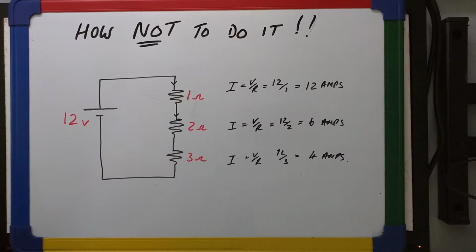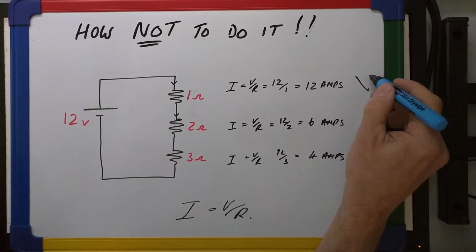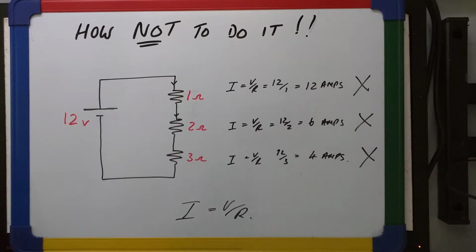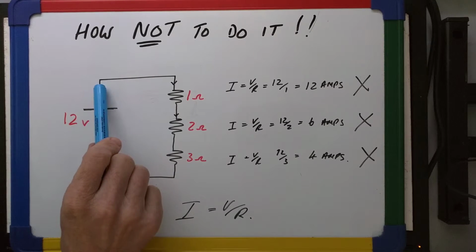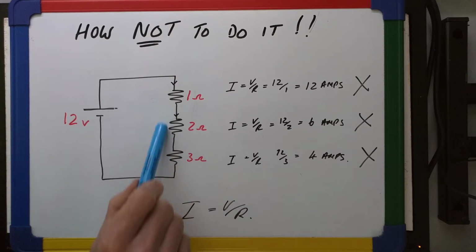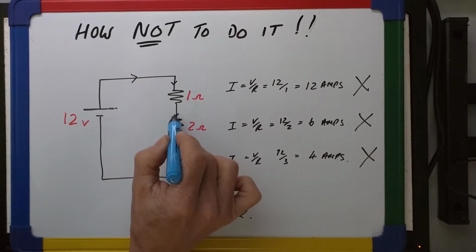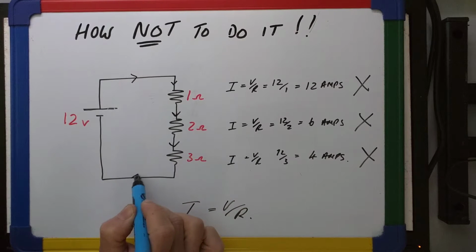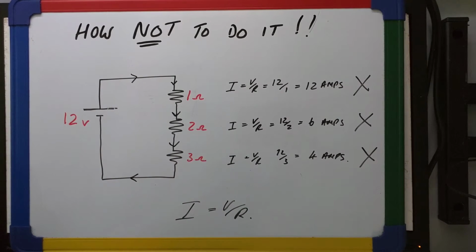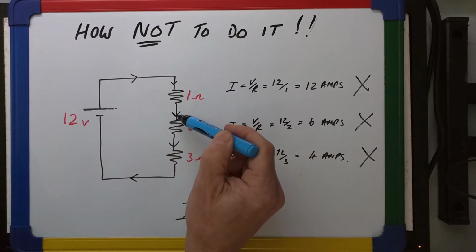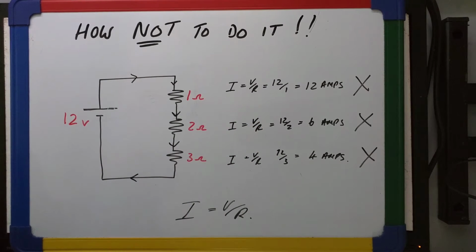So there I have come up with 3 answers using the equation I equals V over R, but they are all wrong, because you should notice right away that on this circuit there can only be one value of flow. Whatever the current flow rate is here is the same as the flow rate here, the same as the flow rate here, the same as the flow rate here. We covered that in previous videos. It's the most fundamental idea in electrical circuit theory. So there's no way the flow can be 12 here and 6 here and 4 here.